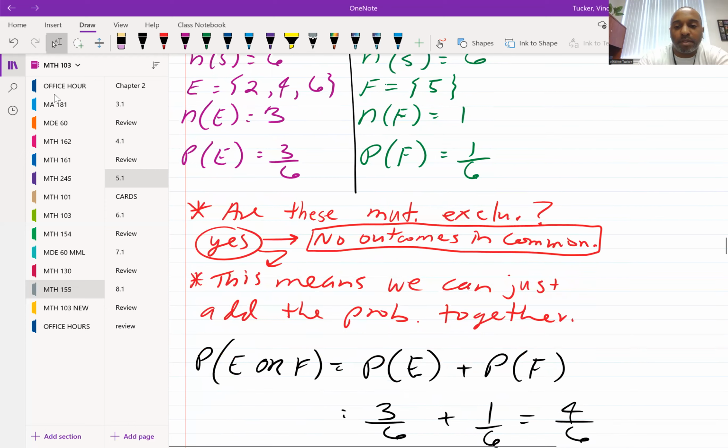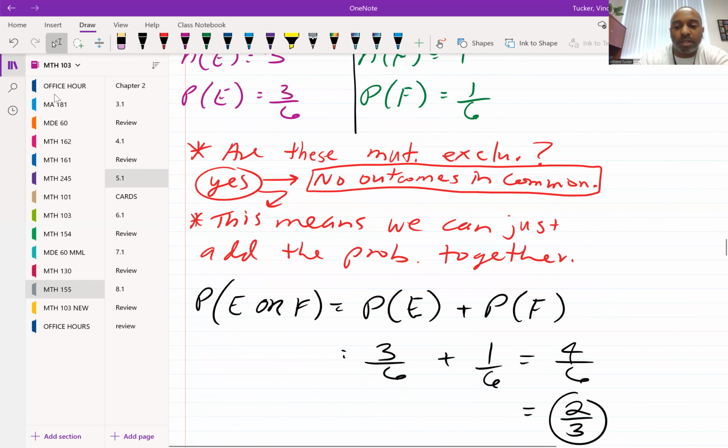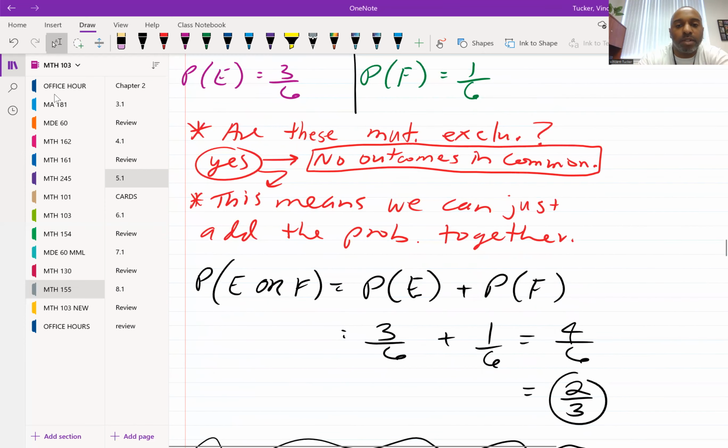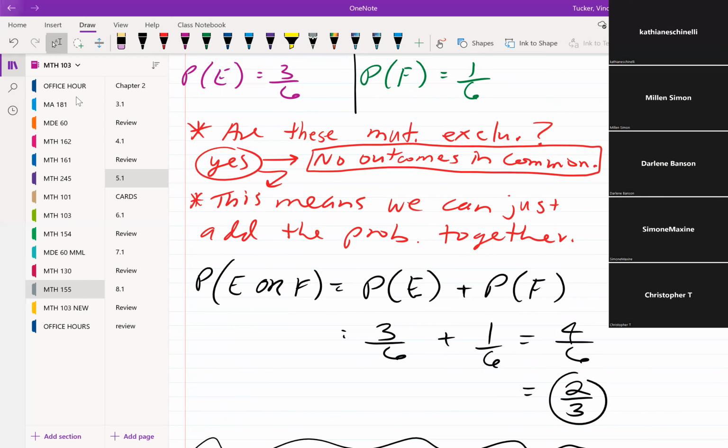Anybody still copying, scrolling up? That was it right there. Anything else? Anybody else?